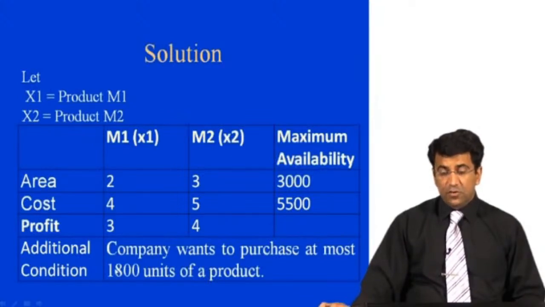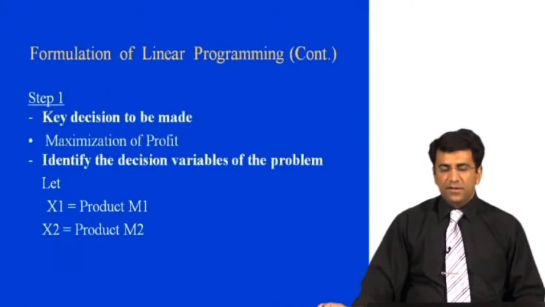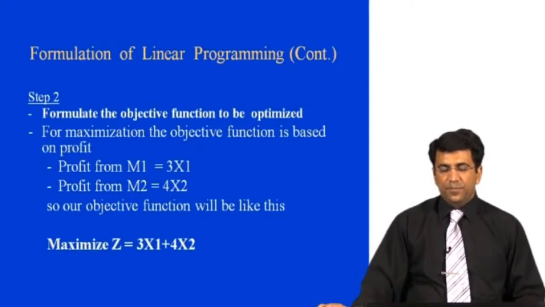And additionally, the company wants to produce at most 1800 units of a product. So this is another constraint, that we cannot produce more than 1800 units of a product. So in this case, our decision variables are x1 and x2, and our profit for product M1 will be equal to 3x1, and our profit for product M2 will be equal to 4x2, and our profit function will be equal to 3x1 plus 4x2.